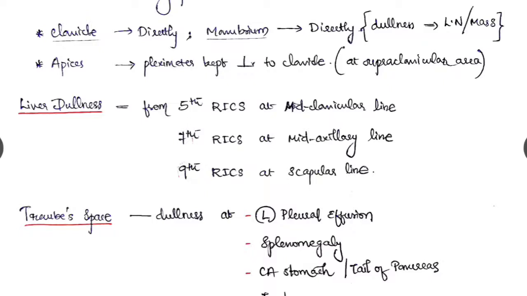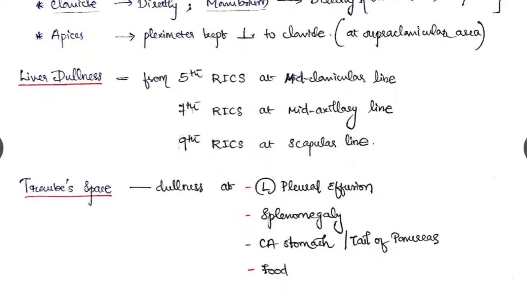Mainly, we have to demonstrate the liver dullness. The liver dullness is located from the 5th right intercostal space at the mid-clavicular line, the 7th right intercostal space at the mid-axillary line, and the 9th right intercostal space at the scapular line. This is easy to remember. And also Traube's space dullness we have to locate, the landmarks of Traube's space that we have to study.